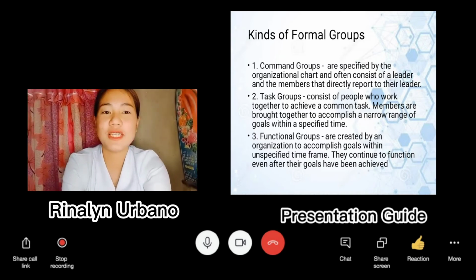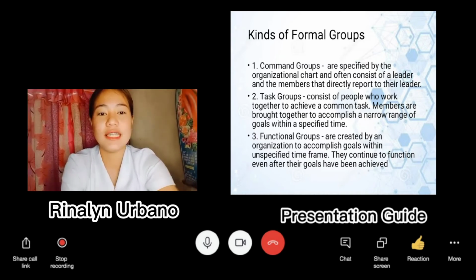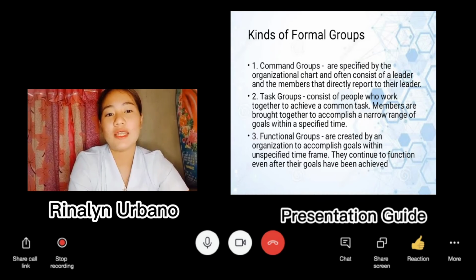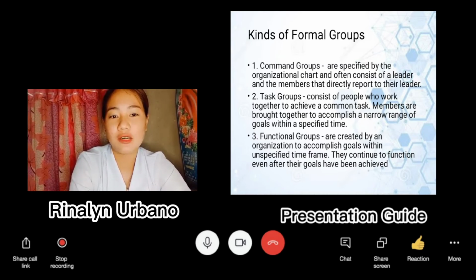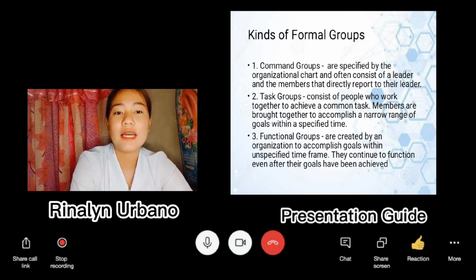So, let's proceed to the second one. It is the task groups. It consists of people who work together to achieve a common task. Members are brought together to accomplish a narrow range of goals within a specified time period. Task groups are also commonly referred to as task forces. The organization appoints members and assigns the goals and tasks to be accomplished.